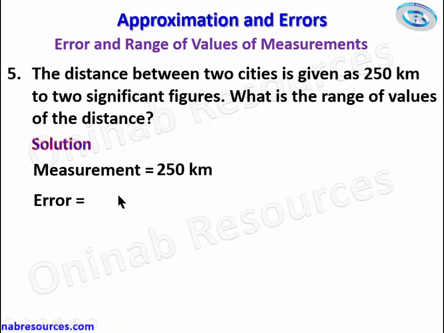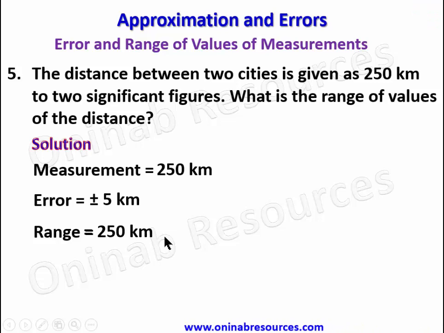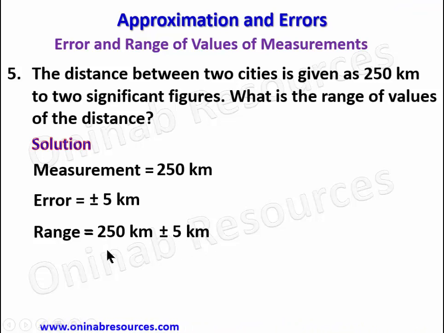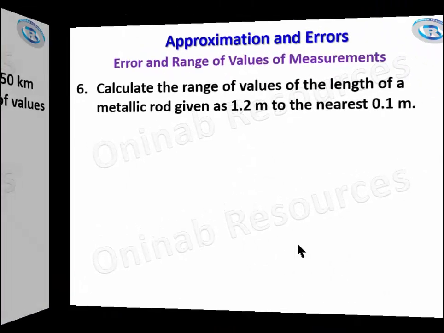So our error here is going to be plus or minus 5 kilometers, since it is to the nearest 10, and 10 divided by 2 gives 5. So our range of values of the distance now is going to be 250 kilometers plus or minus 5 kilometers, and that will give us 245 kilometers and 255 kilometers. 250 minus 5 gives this, 250 plus 5 gives this. And that's all for the solution of problem 5. We then go to problem 6.